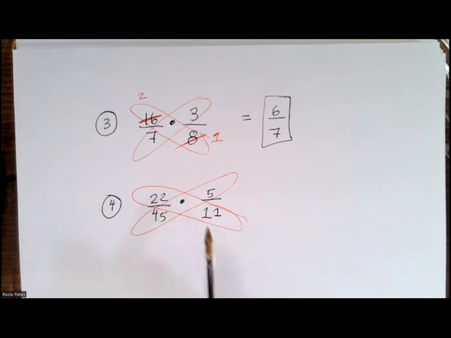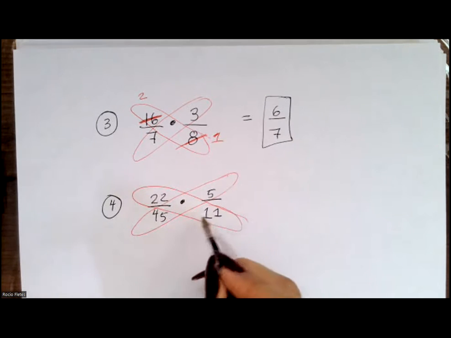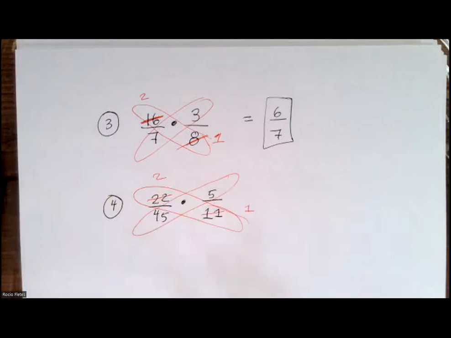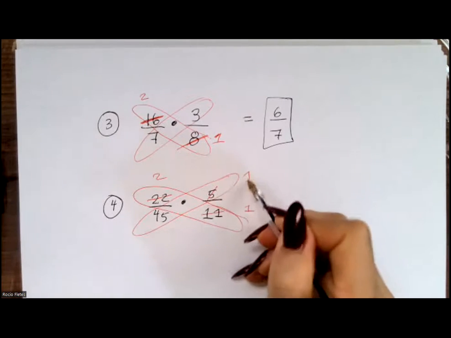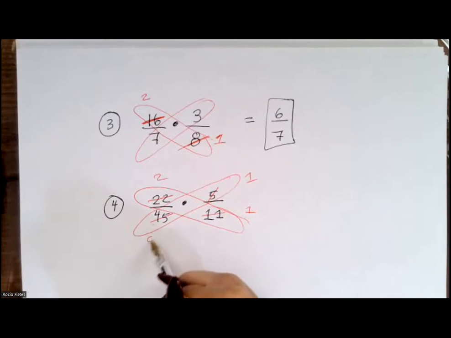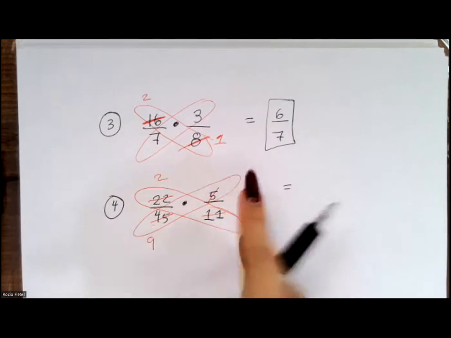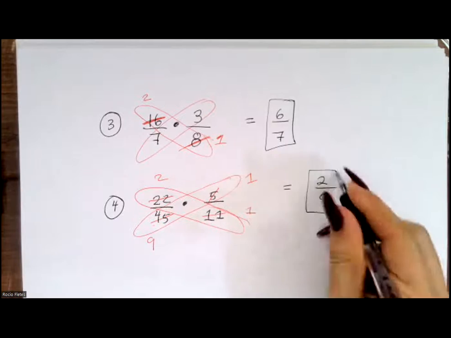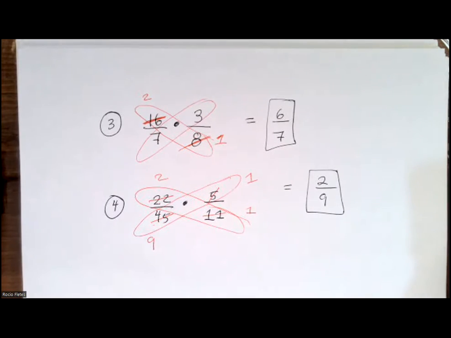So we begin. 11 and 22. 11 goes into 11 one time. 11 goes into 22 twice. 5 goes into 5 one time. 5 goes into 45 nine times. So we're done with that, and we can just multiply. 2 times 1 is 2. 9 times 1 is 9. And you're done. If you do this, it'll save you a lot of time.